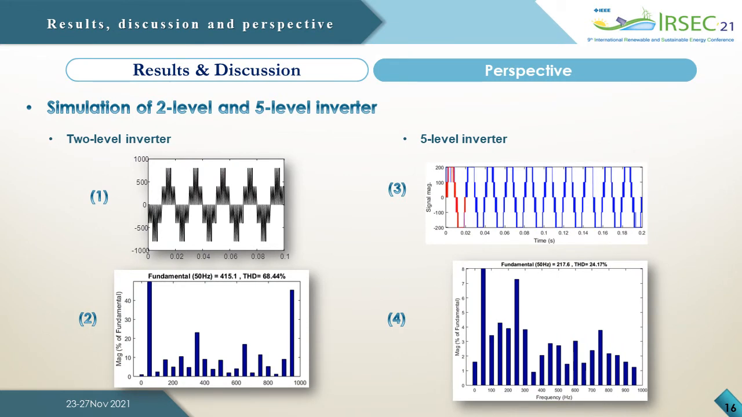Now we're gonna move to the results of simulation. So we start by a separate simulation of 2-level and 5-level inverter. And according to the FFT analysis, we can conclude that the 5-level inverter improved the resolution in the voltage harmonic content. Using a 2-level inverter gives us a THD that is equal to 68%, and the use of the 5-level inverter gives us a THD that is equal to 24%, as shown in the figure, which means that our inverter reduced THD by about 44%.